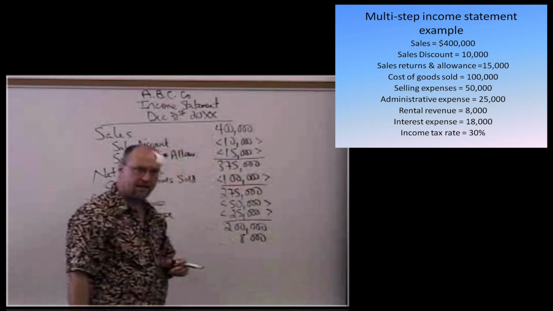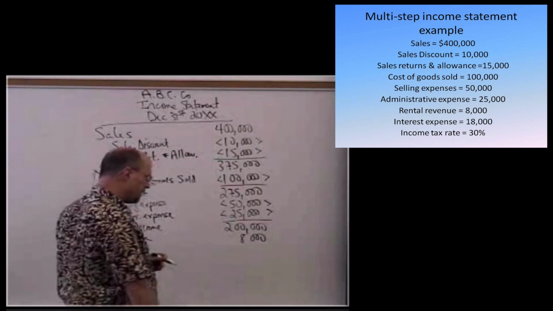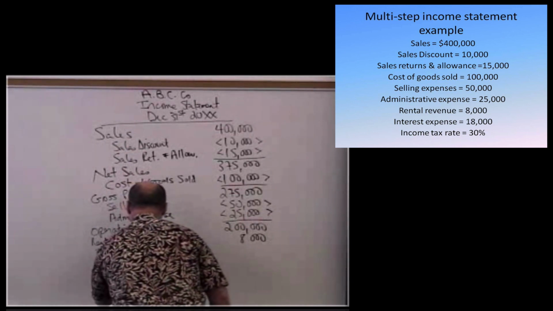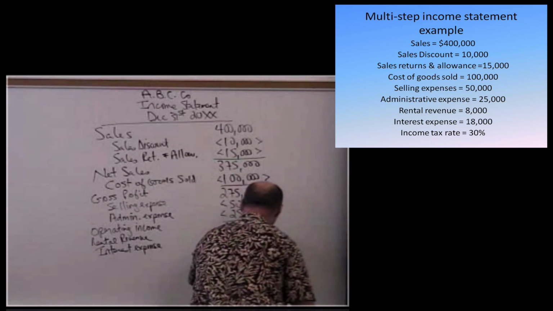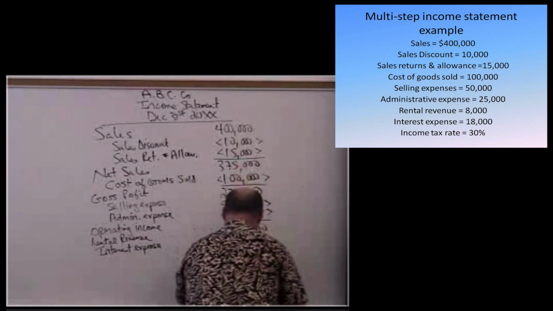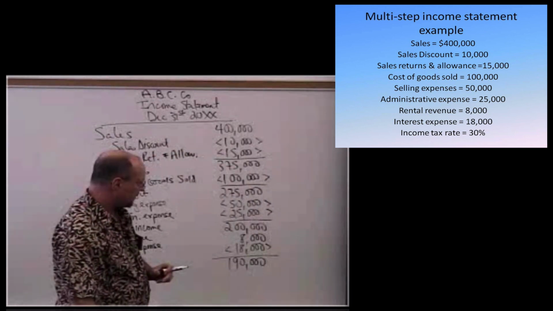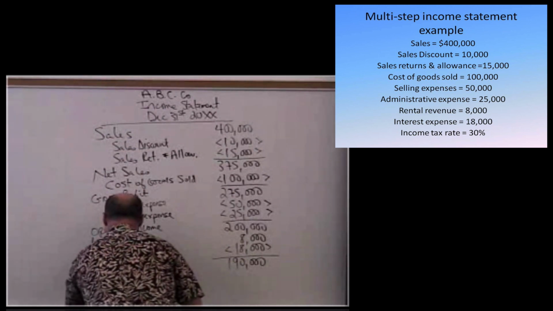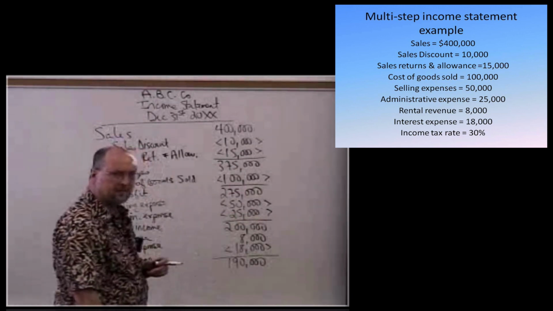And I borrowed some money, and I had to pay interest on it. I had a note payable, and I had to pay the bank interest. So I'm going to subtract interest expense of $18,000. Okay, and that's going to give me $190,000. I'm running a little bit out of space here on the bottom. Okay, and this I call taxable income or income before income tax.